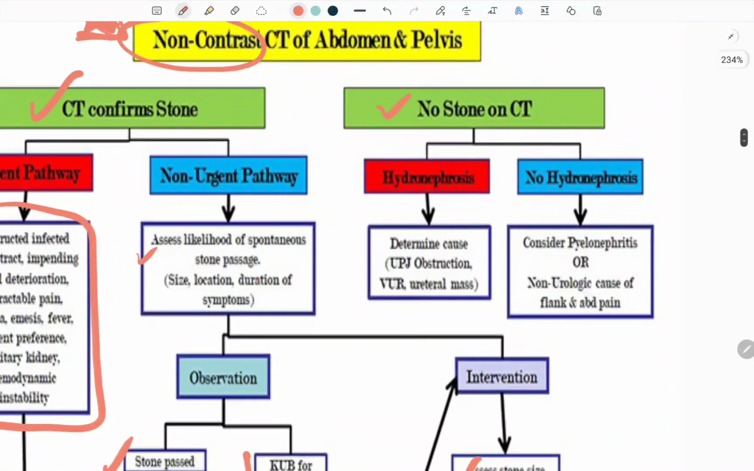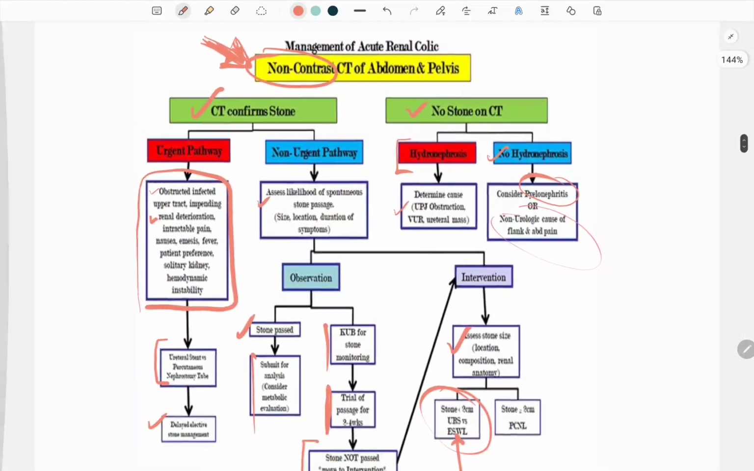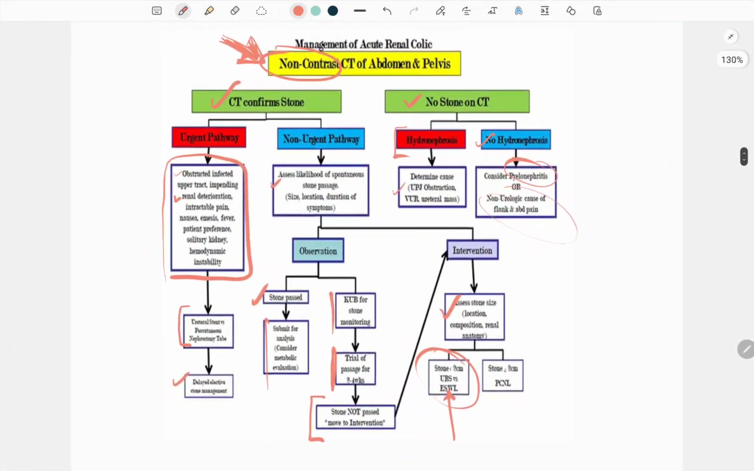If no stones are seen on CT and there is presence of hydronephrosis, you will go for determination of the cause. It could be obstruction, a ureteral mass, or vesicoureteral reflux. If there is no hydronephrosis, then you can consider pyelonephritis or a non-urological cause of the flank or abdominal pain. So this is the pathway you can follow to manage acute renal colic.